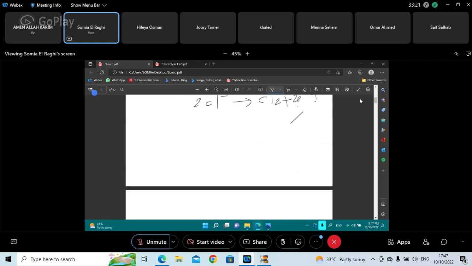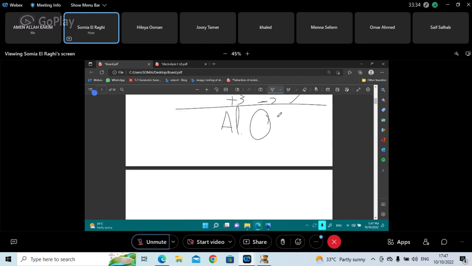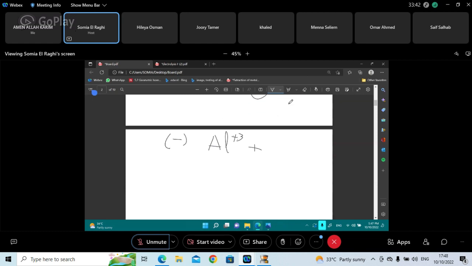I will do another material, for example, aluminium oxide, molten aluminium oxide. So Al positive 3 and oxygen negative 2. I need to write down the equation at the cathode. Al positive 3, we said plus plus. How many electrons? 3. Very good. What do we get? Aluminium. Only aluminium, because plus 3 and negative 3 gives 0.